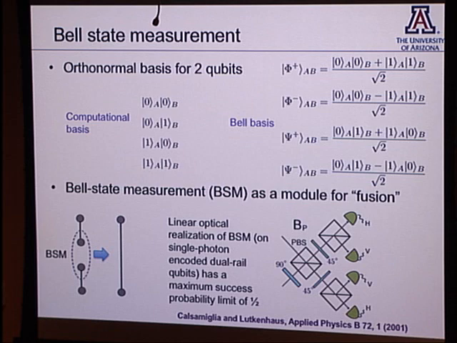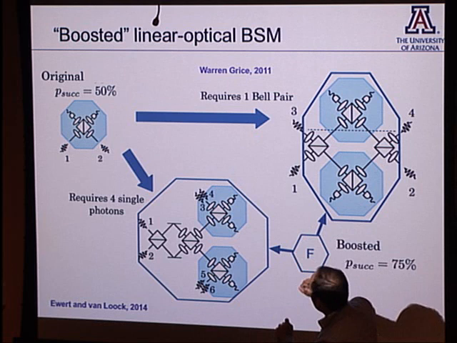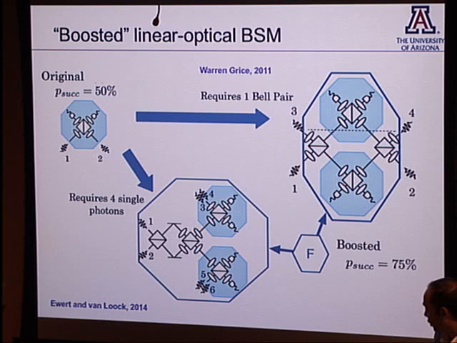But then more recently, it was shown that if you allow yourself to inject other states, like a Bell state or other ancilla photons, into an otherwise linear optical circuit, you can boost the success probability to higher. So in this case, 75%. This was a very interesting result that came from Peter Van Loock's group in 2014. In that paper, Warren Grice from Oak Ridge National Lab showed that if I inject one Bell pair into a linear optical circuit, you can get to 75% success probability.